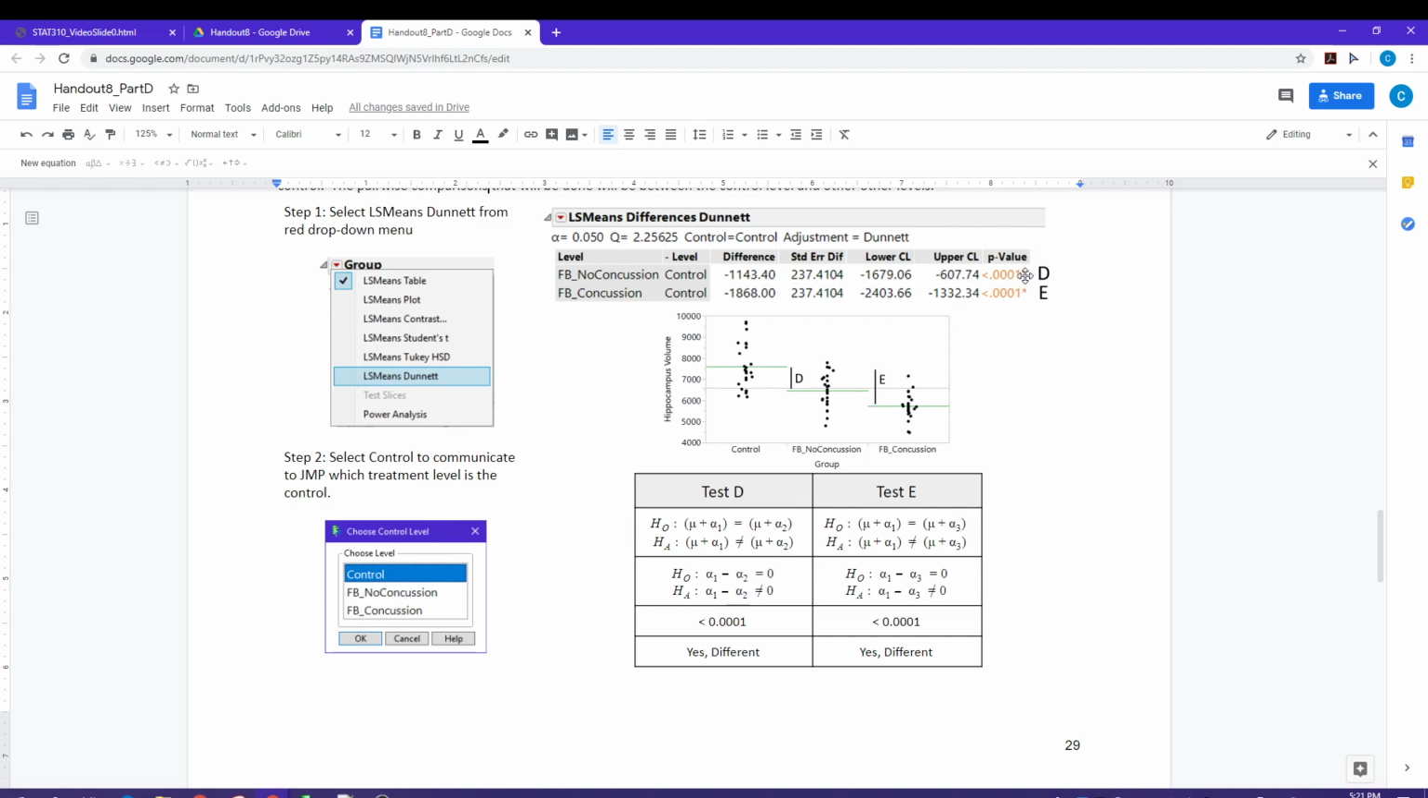So this p-value up here is less than 0.05, so I can say that indeed there is a difference between the control and the no concussion group.